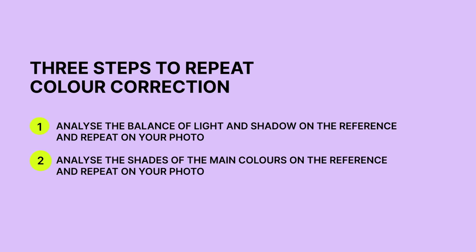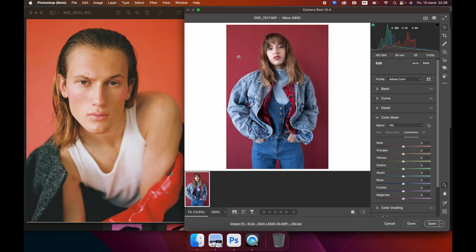Second, we'll look at what shades there are in the primary colors. For example, there is a red color here, and here it's more pink, and here it's more orange. So we are going to make this shade of the wall more orange so that it looks like this color. We will also look at the shades of the clothes. Here the blue is too bright, the denim looks too new, I want to make it more vintage, more filmic.